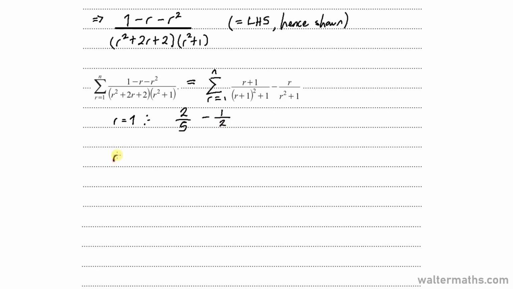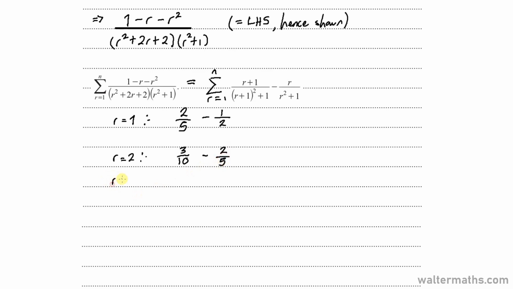Then for r being equal to 2, we are going to get here 2 plus 1, which is 3. And then here we get 2 plus 1, that's 3, 3 squared, 9, 9 plus 1, 10. Minus, substituting 2 here, we get 2 over 2 squared plus 1, which is 5.